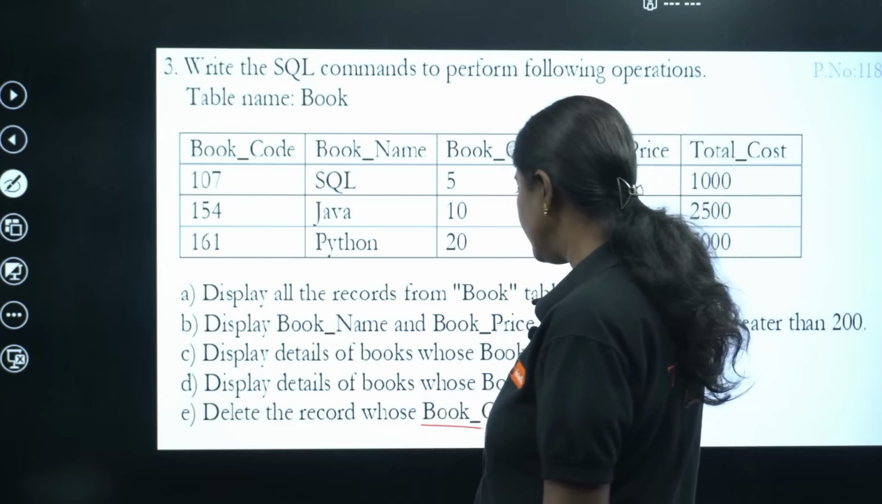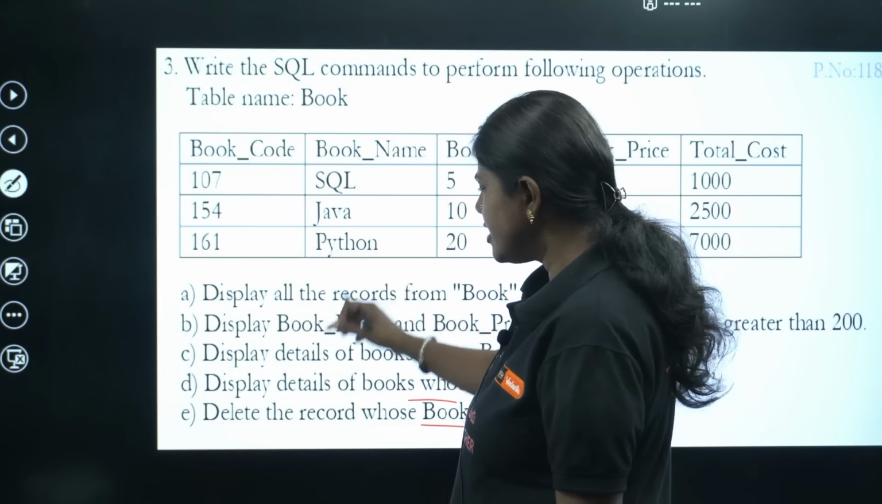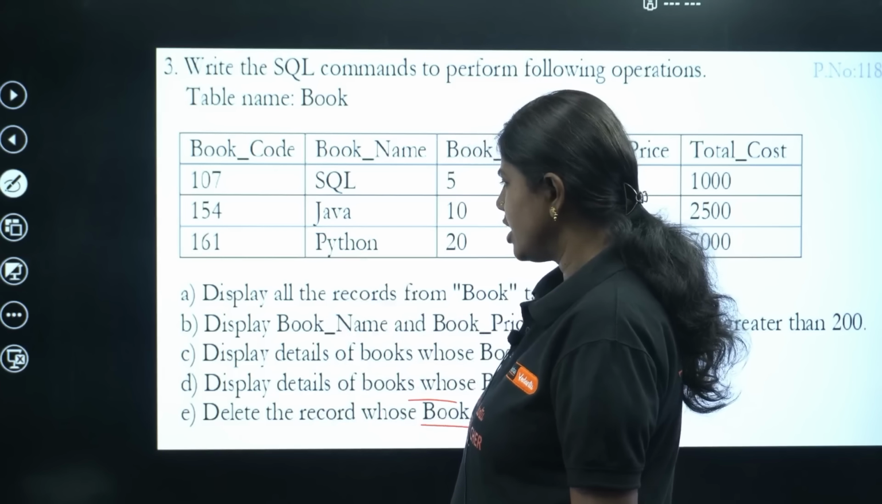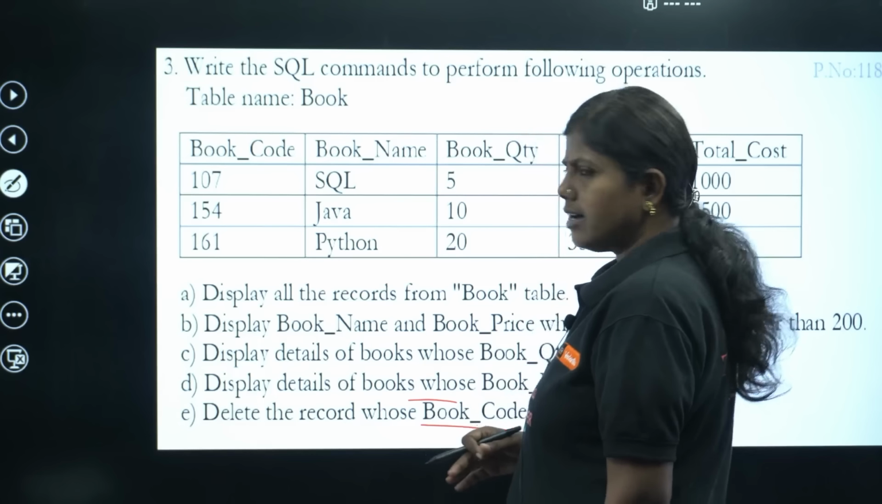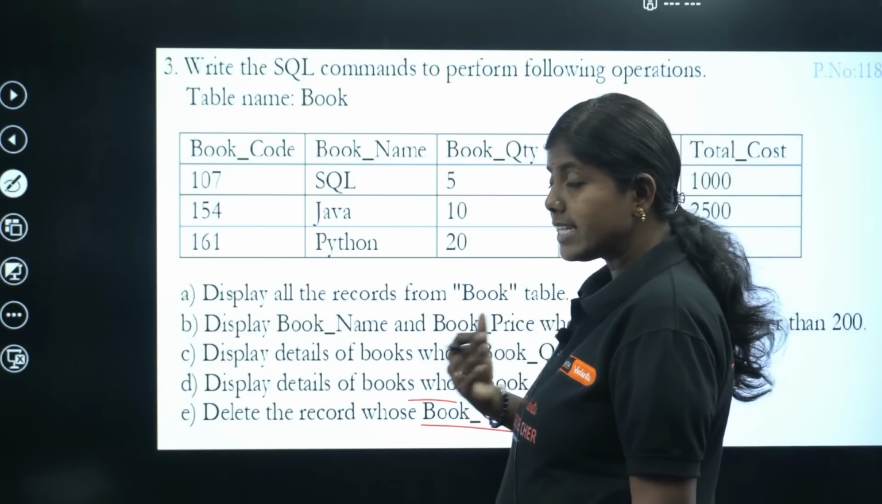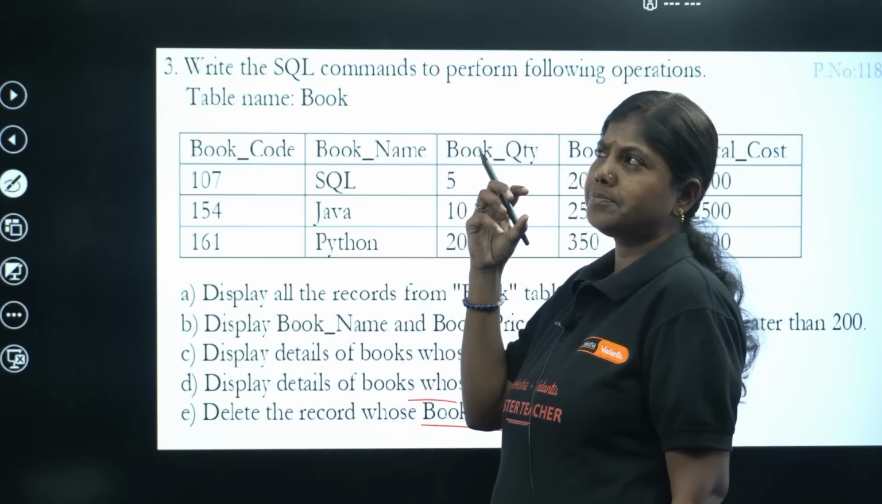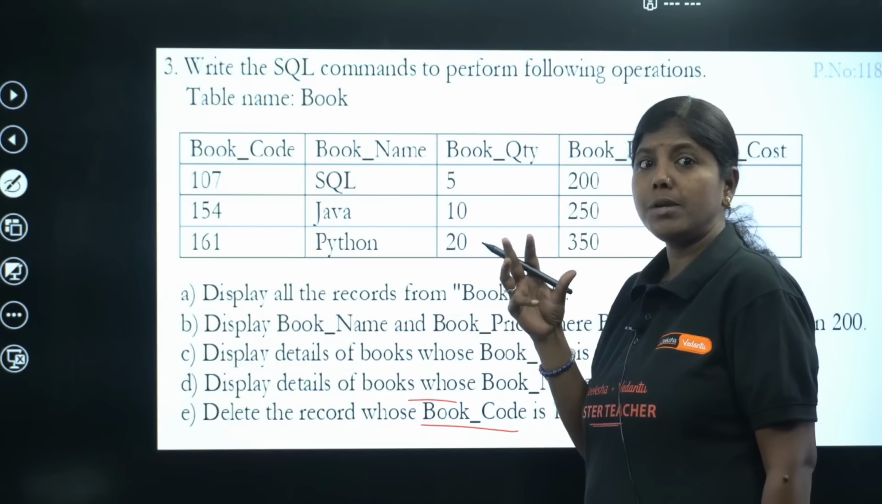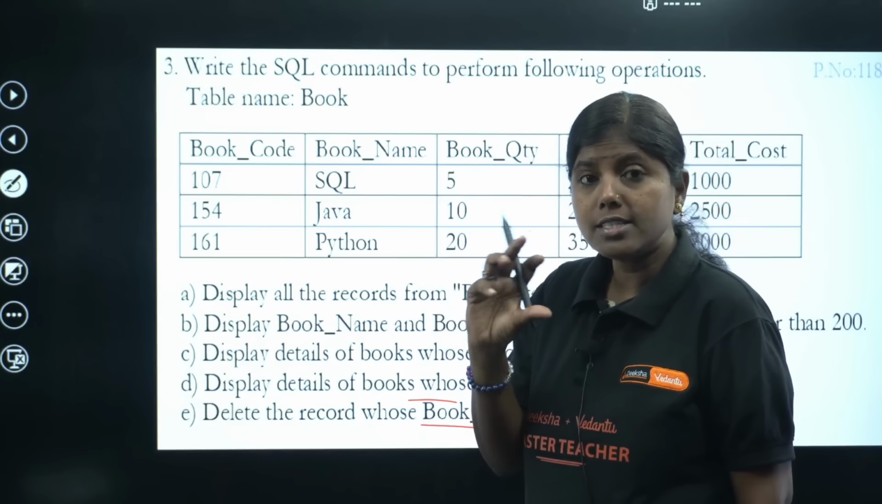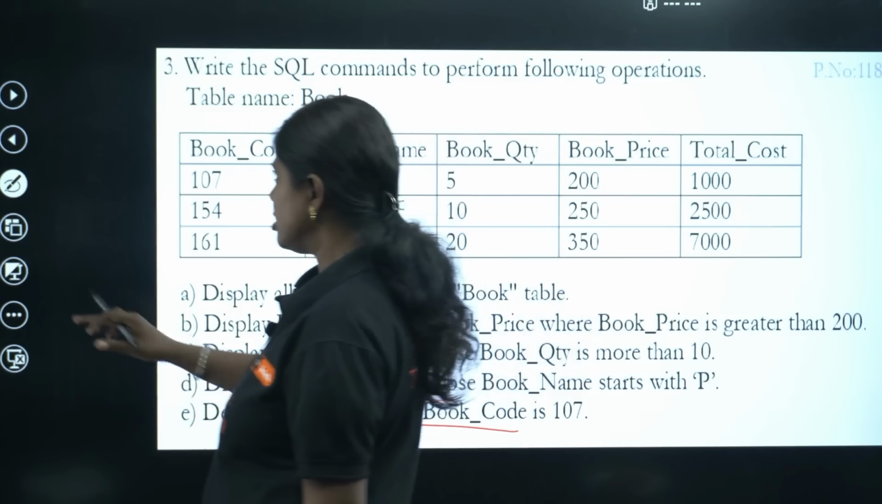Okay, and delete the record. Display, it's all display. They have not given any create as such. Display means the select command only, because it's going to be a DQL command. It's a command only, not a function as such, isn't it?